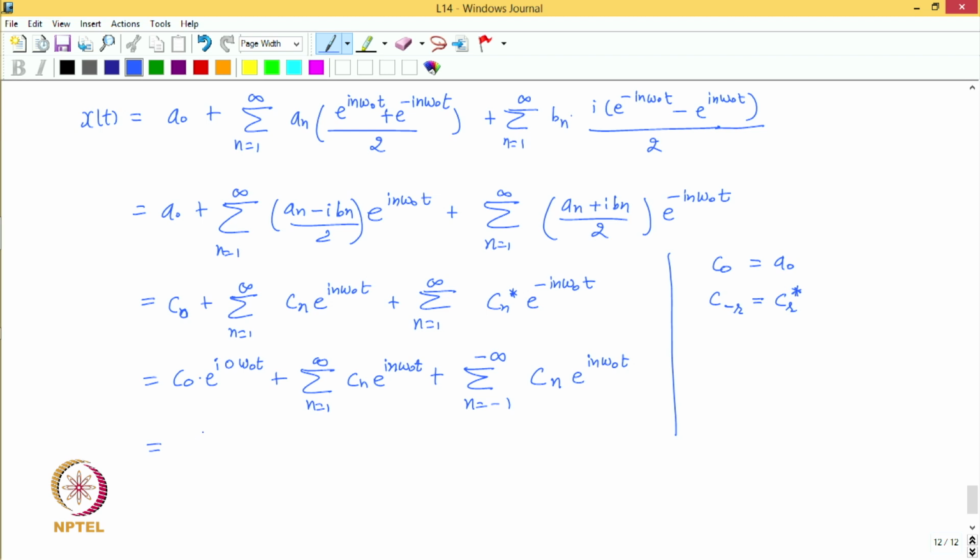Now we can combine these three terms into a single sum with n varying from minus infinity to plus infinity, because we have the exponentials e to the power i n omega naught t, where n varies not only from 1 to infinity, but also from minus 1 to minus infinity, and also n equals 0. That is why all three terms can be merged into a single series sum of c n e to the power i n omega naught t. Therefore, this is the final result. This is another form of the Fourier series expansion, and it is called the complex form.